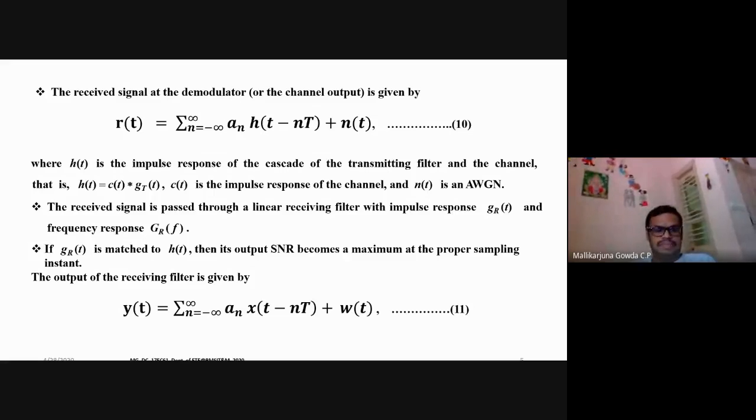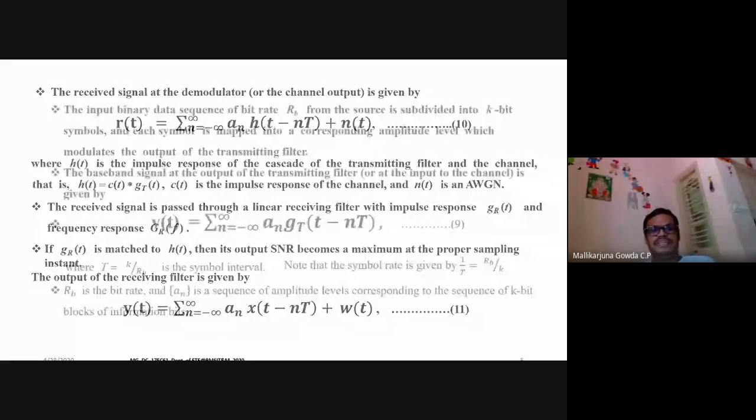So I can represent the output of the receiving filter as y of t. That y of t will be written like this: summation n equal to minus infinity an x of t minus nT, plus noise w of t. Is it clear about these three equations that I wrote? What is v of t? v of t is the output of the transmitting filter.